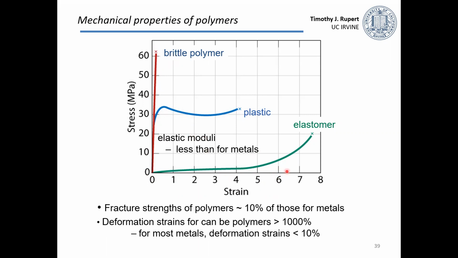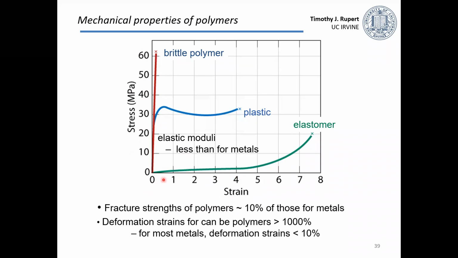One thing that's important to point out is that although the shapes of these curves actually look like some of the things we saw in metals and ceramics, the axes are very different. So the stresses that we're achieving in these materials are much lower. So the strengths of polymers tend to be about 10% of those from metals. So the strength is low, but at the same time, the deformation we can accommodate is quite high.